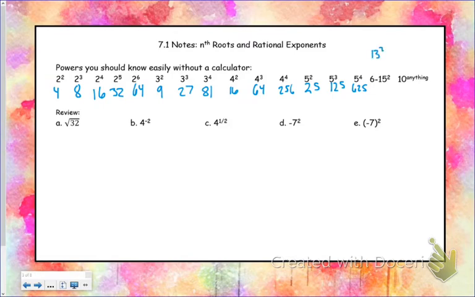13 squared is 169. Okay, then we've got 14 squared, which should be, I actually don't remember that one, I'm being a hypocrite, 196, okay. And then we've got 15 squared, which is 225. All right, then I wrote 10 to the anything just because if it's 10 to the first, 10 to the second, 10 to the third, basically it's the same number of zeros, okay. And if it's negative, then it goes the opposite way, but we'll talk about that in a second.